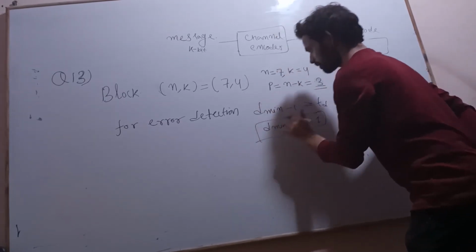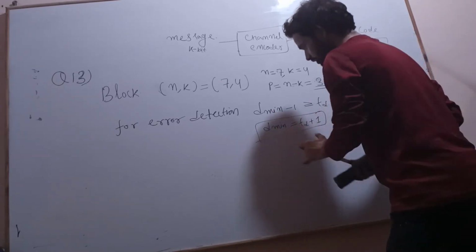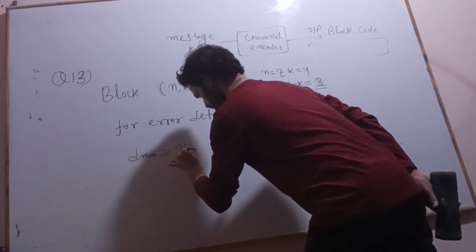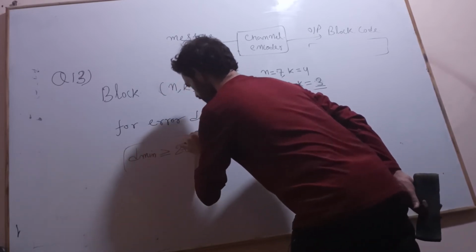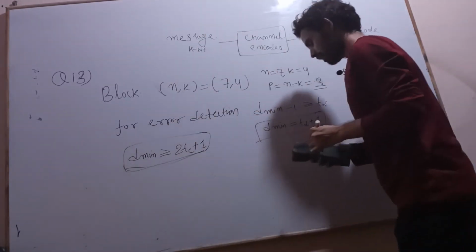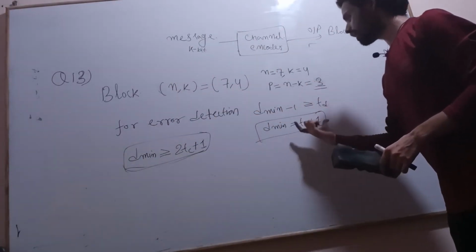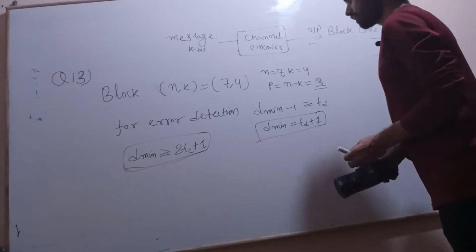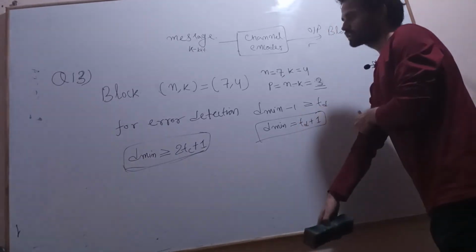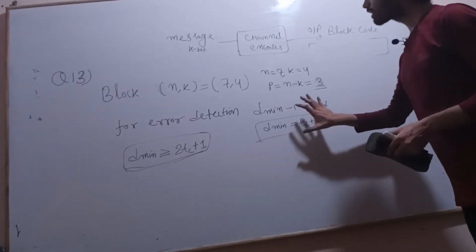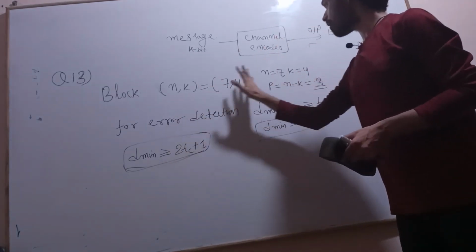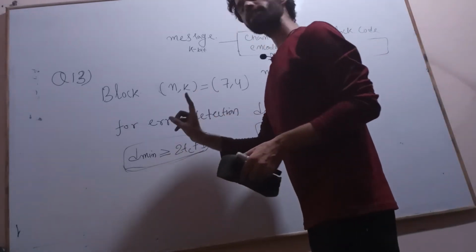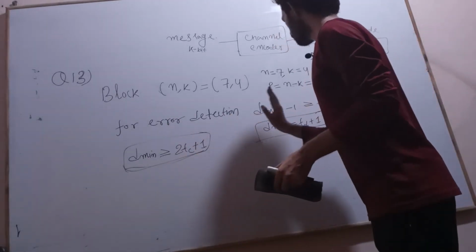So this is the minimum distance for error detection purpose, and this, 2tc plus 1, is the minimum distance for error correction purpose. Here how many bits can we detect? We can detect 2 bits. So through this block code or Hamming code, we can detect 2 bit errors, and we can correct only a single bit.